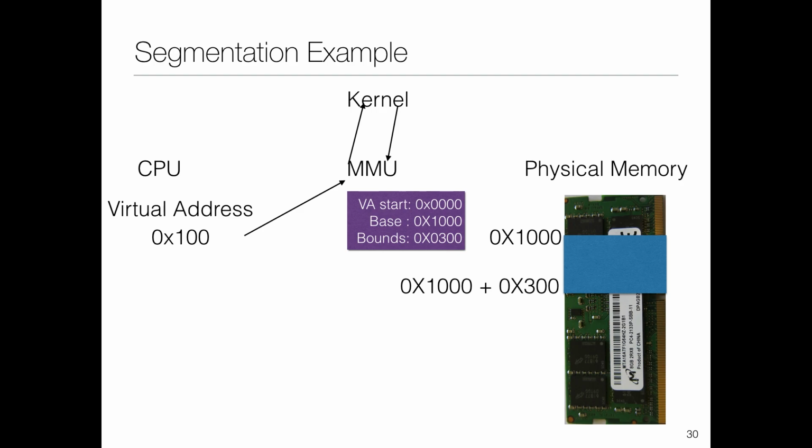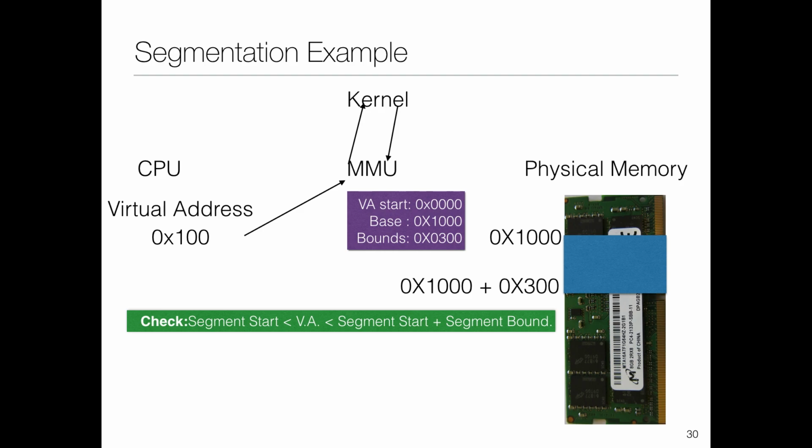So again, we draw this picture. As I've been saying aloud, this at least helps me. I think this will help all of you if you just keep on drawing these schematics, simple illustrations. So this particular segment, let's say the code segment, is relocated in this part of the physical memory from 0x1000 to 0x1000 plus 0x300.